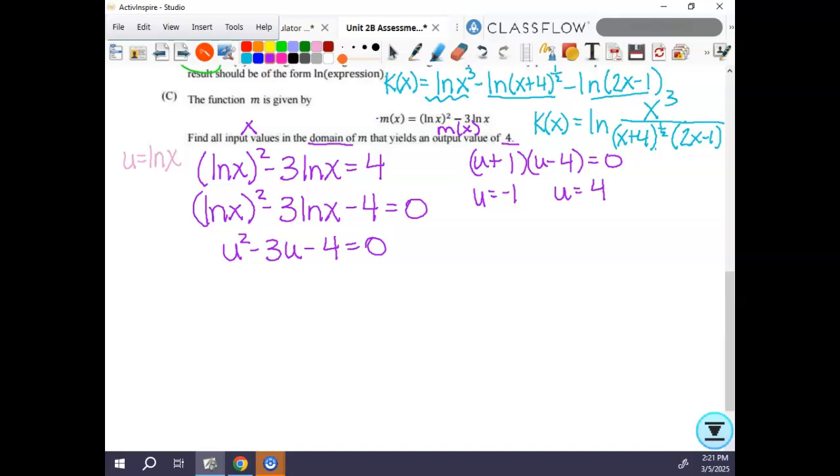Everybody with me so far? Now, what does u actually represent? Natural log of x. So that means when I substitute it back in, natural log of x equals -1. Natural log of x equals 4.